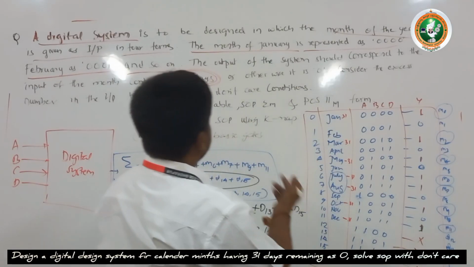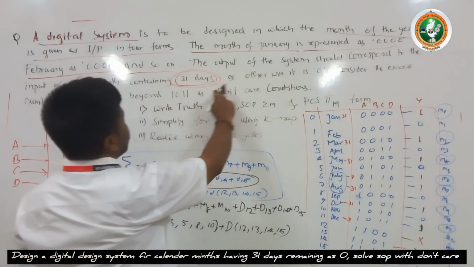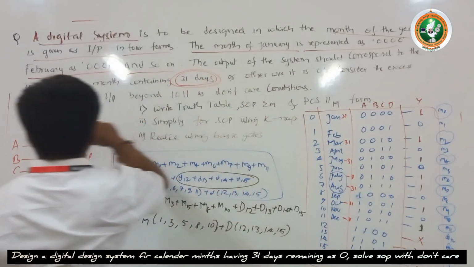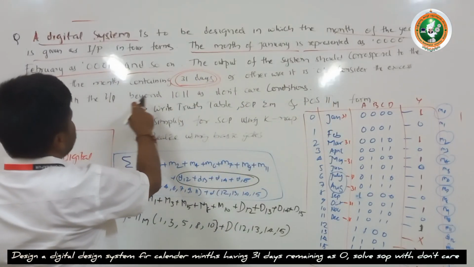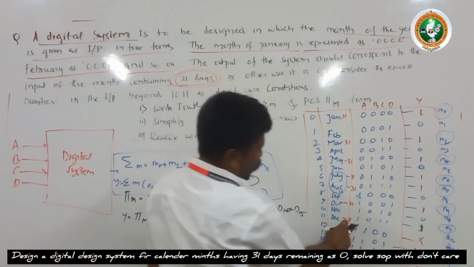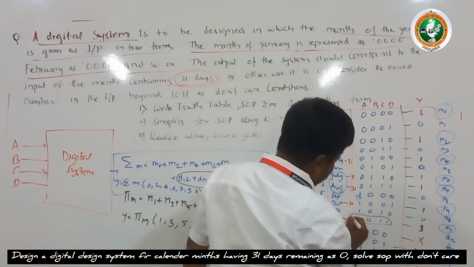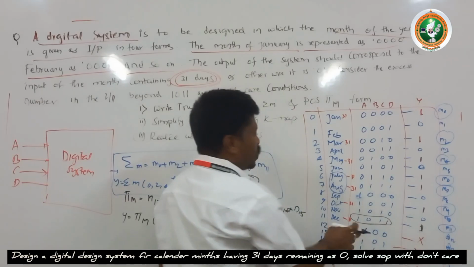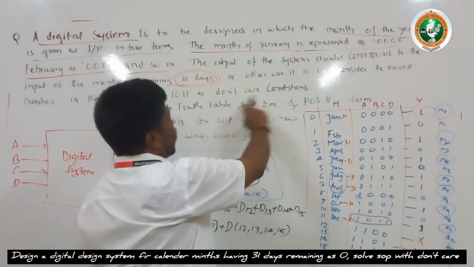Remaining, one more thing. Otherwise, the excess numbers in the input, beyond 1011, it is 1011, behind this, are to be considered as the don't care conditions.